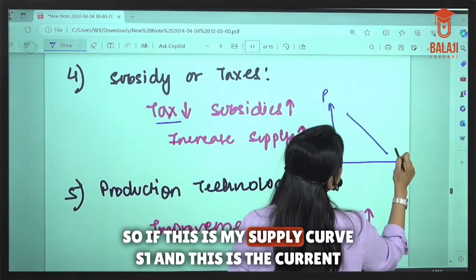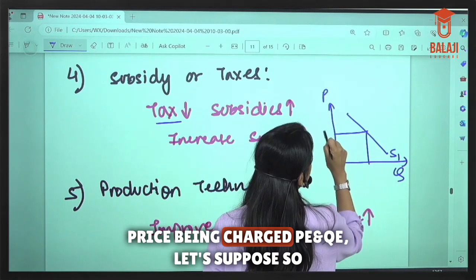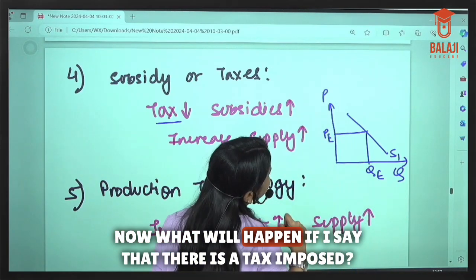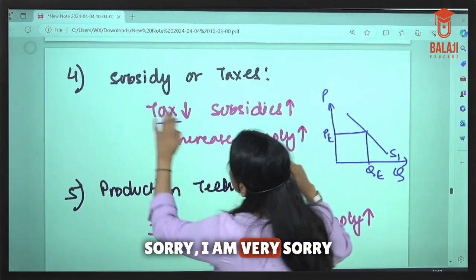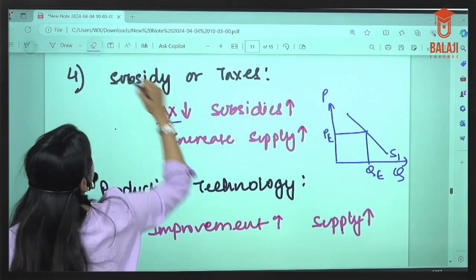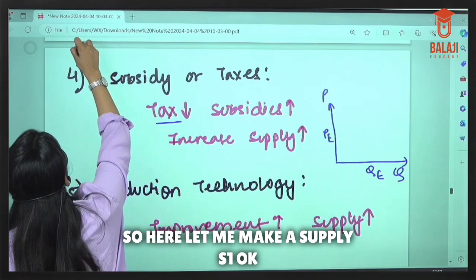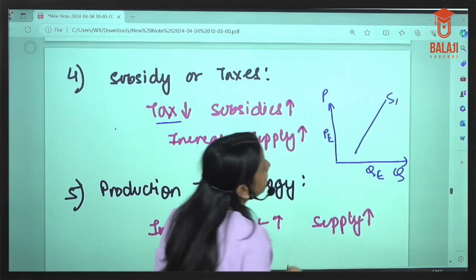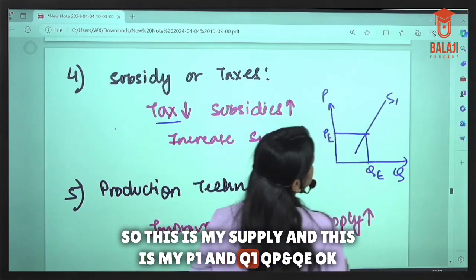So if this is my supply curve S1, and this is the current price being charged, PE and QE, let's suppose. Now what will happen if I say that there is a tax imposed? Sorry, just give me a second. I have made a wrong graph. So here, let me make a supply S1. Okay, so this is my supply and this is my P1 and Q1.